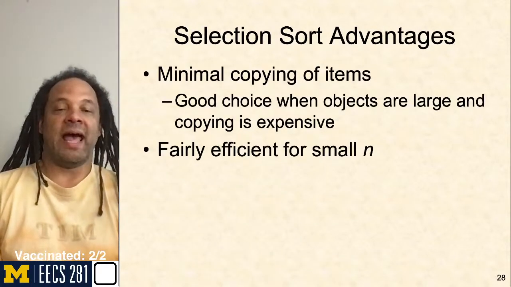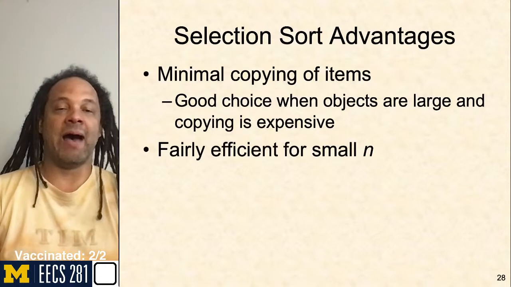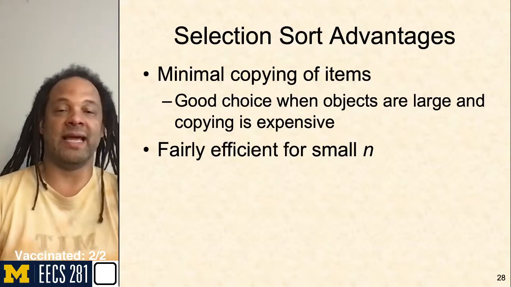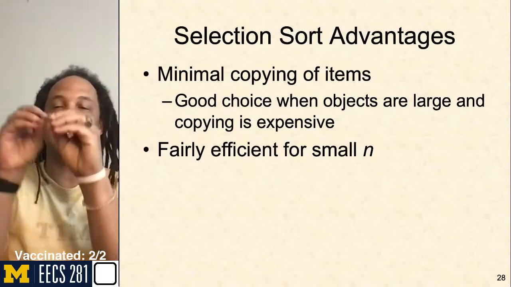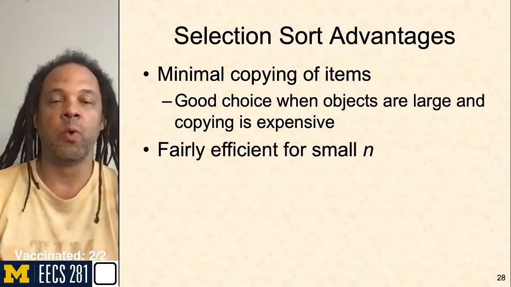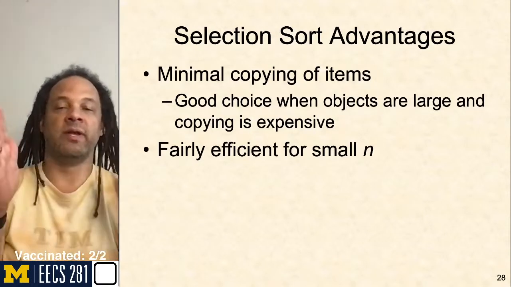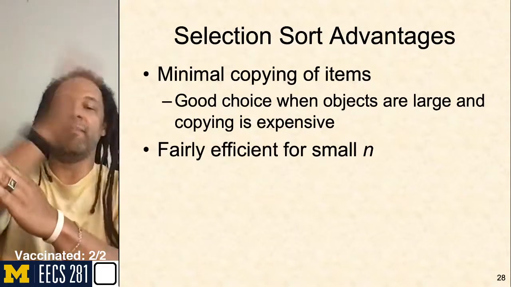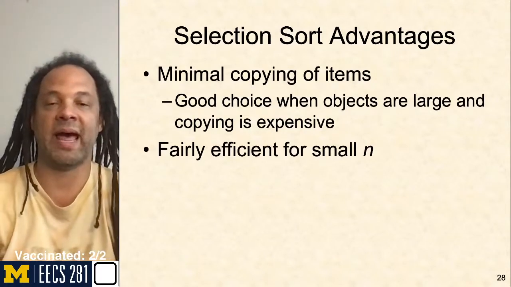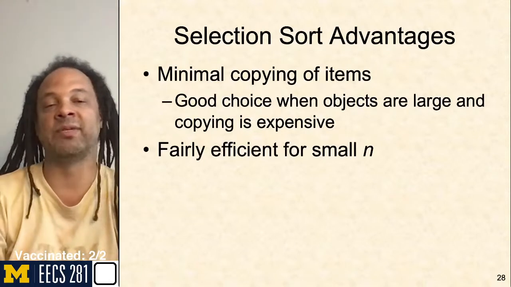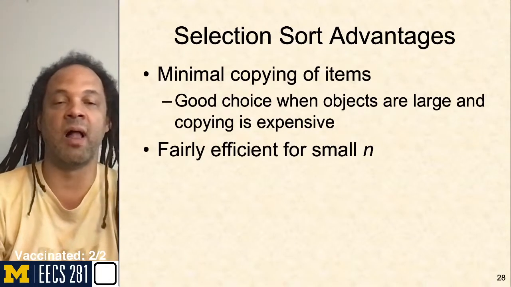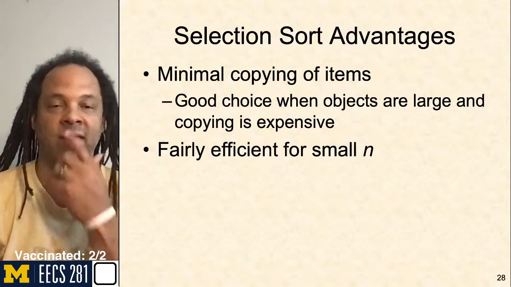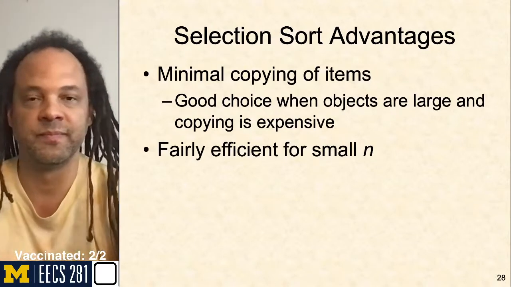The selection sort has its advantages. There's the minimal copying of items. We don't write data as much. When we were doing bubble sort, it was this constant temp AB, temp AB, temp AB while we were swapping things. Whereas in selection sort, we do the entire linear search and do one temp AB, and we're done with an entire pass. So this is a good choice when my objects are large and copying is expensive. It's fairly efficient for small n, but it's still not our favorite sort here.